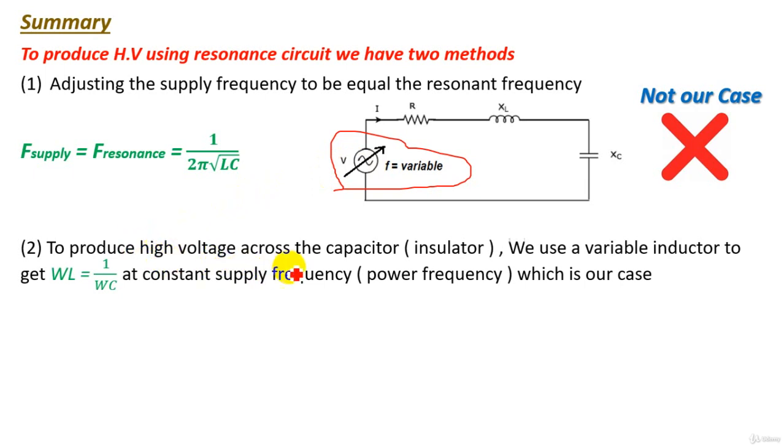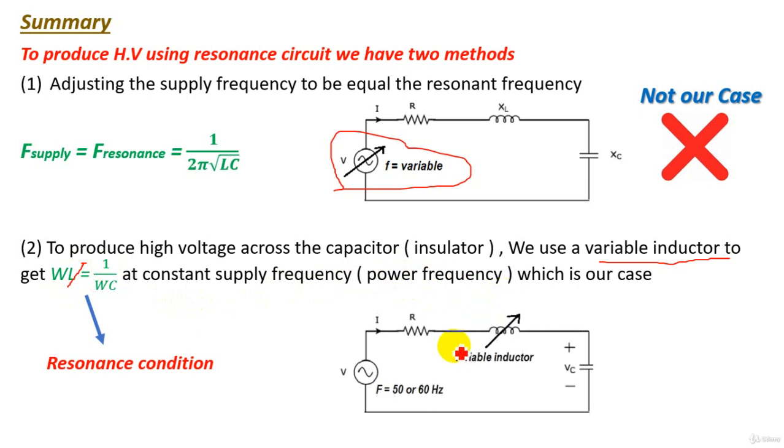To produce high voltage across the capacitor, which is the insulator in our lab, we use a variable inductor to get omega L equal to 1 over omega C, which is the resonance condition. Adjust L to make omega L equal 1 over omega C at constant supply frequency, which is the power frequency, and this is our case. So this is the equivalent circuit. We have the supply frequency constant here, 50 or 60, and we have a variable inductor. This value of inductor is designed and adjusted to get omega L equal 1 over omega C.